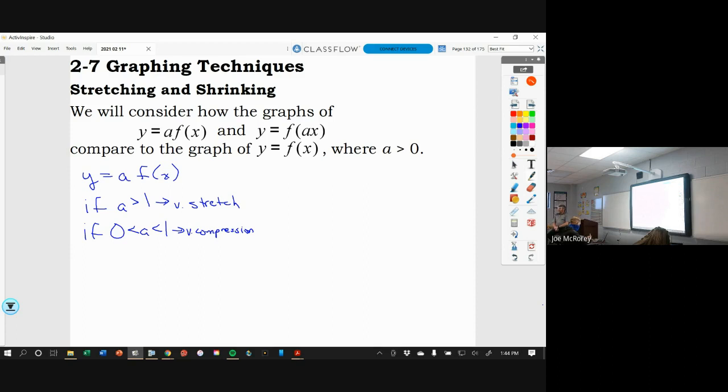What happens if a is 1? Nothing happens. It's not going to stretch or compress, right? If you multiply by 1, it doesn't change. So if you multiply by a number less than 1, it compresses. Multiply by a number bigger than 1, it stretches. Vertical is simple to do. Makes perfect sense. What about negative? We take the negative off and just look at the a, because the negative does something else. We'll talk about that in a little bit.